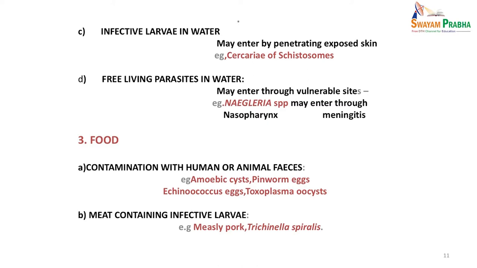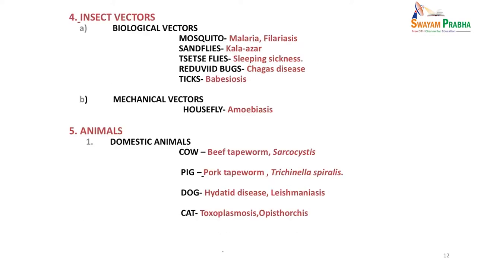Also, you could get infection through food, again when the food is contaminated with human or animal feces, in which case an amoeba infection, toxoplasma infection and others can occur. Or meat, suppose the meat is not cooked well enough and it contains the infected larvae, which occurs in pork infection or Trichinella spiralis infection. Then you could also get infection through insect vectors, that is, the insects are transmitting infection from one host to another.